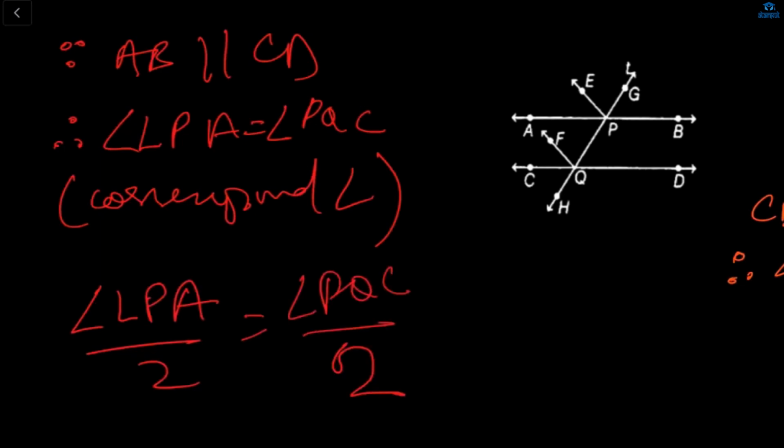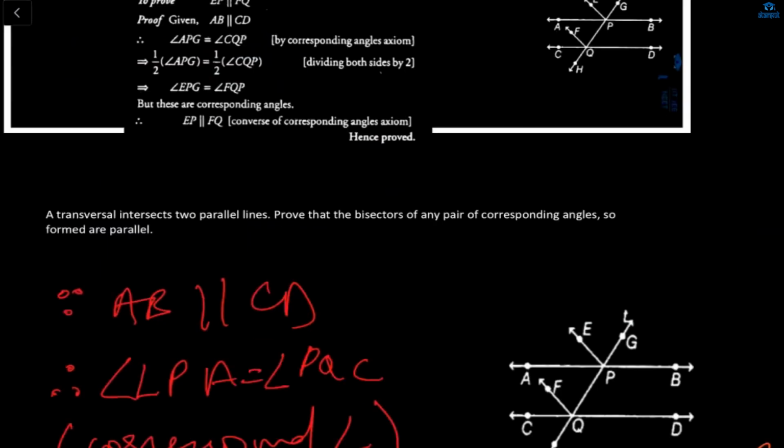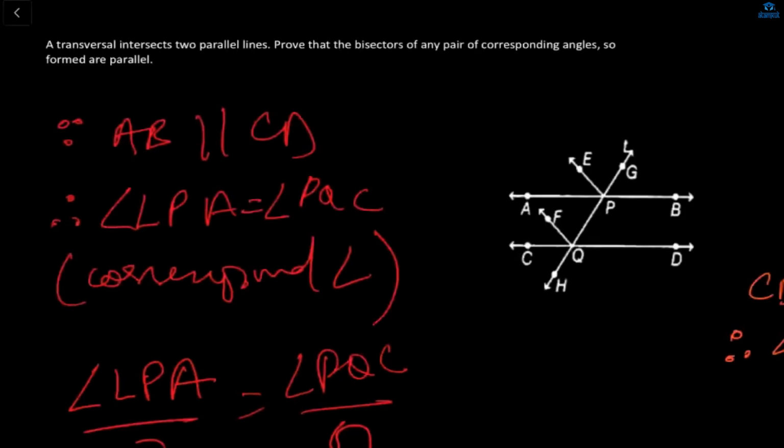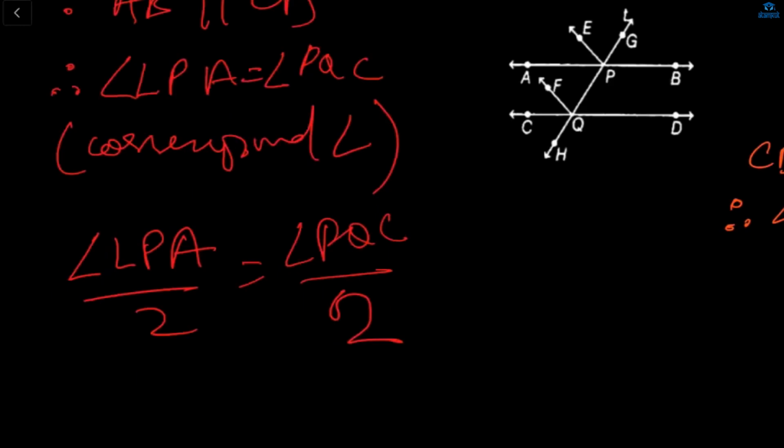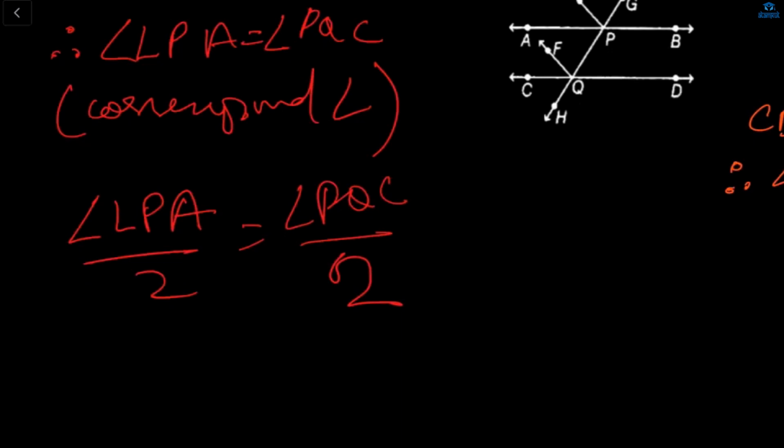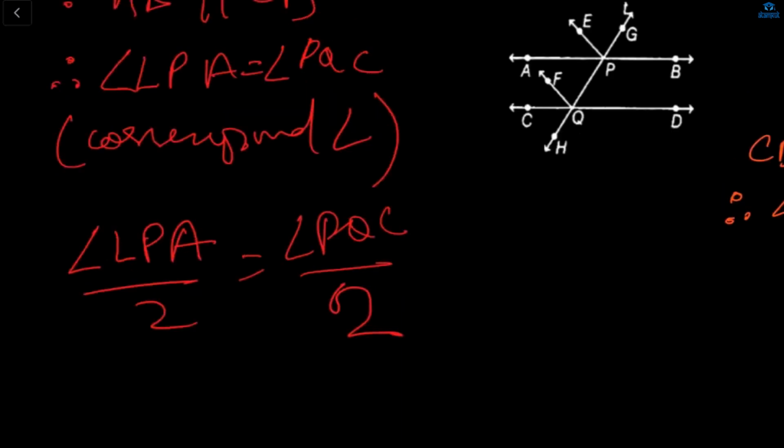Understood? Now, you see the angle bisector. That means PE is the angle bisector of angle LPA and FQ is the angle bisector of angle PQC. Now I am taking half of angle LPA and half of angle PQC. So instead of writing this, I can write it as angle LPE is equal to angle PQF, because E and F are the angle bisectors of both the angles.